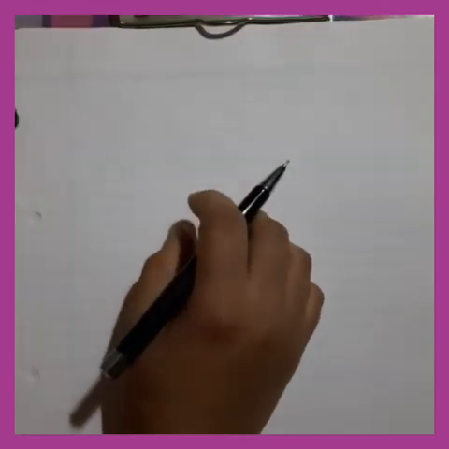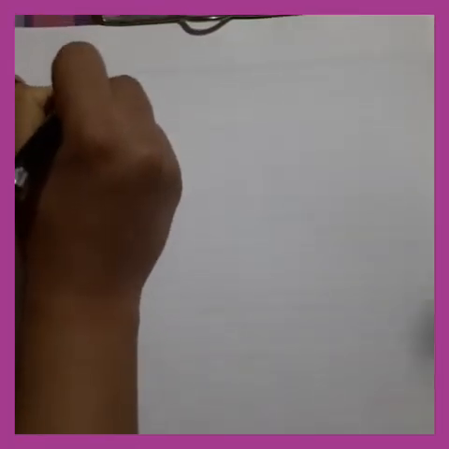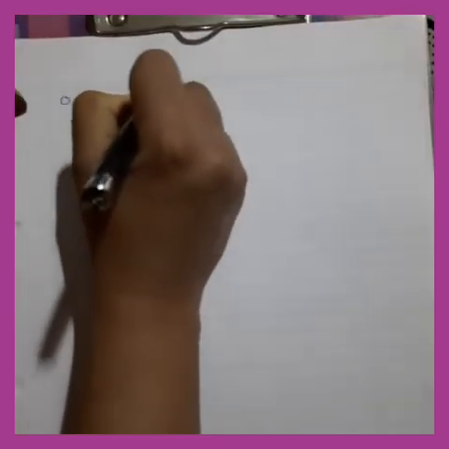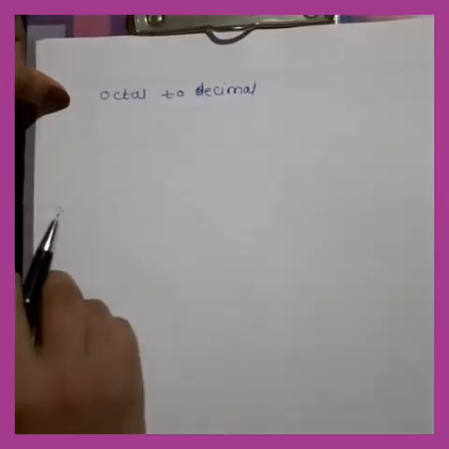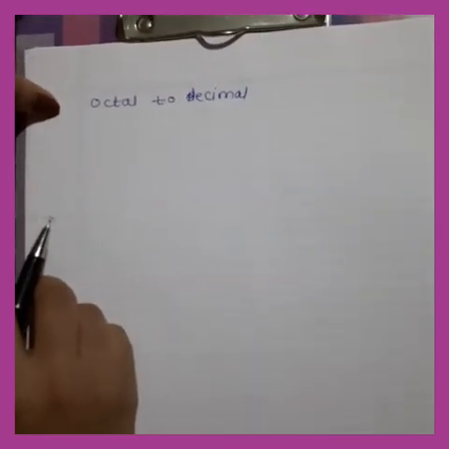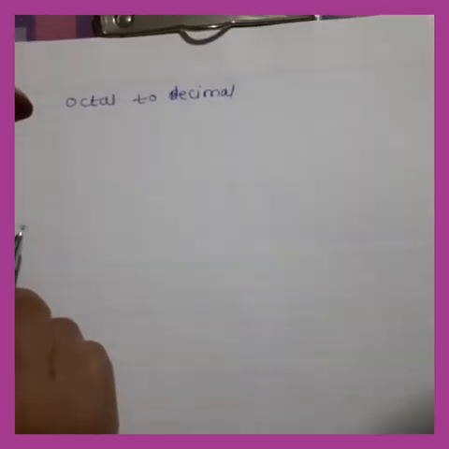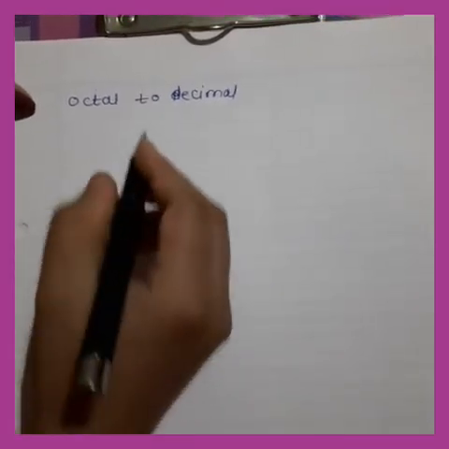In today's video, we will see how to convert an octal number into decimal form. To convert an octal number into decimal form, we have to multiply each and every octal digit by its weight position.